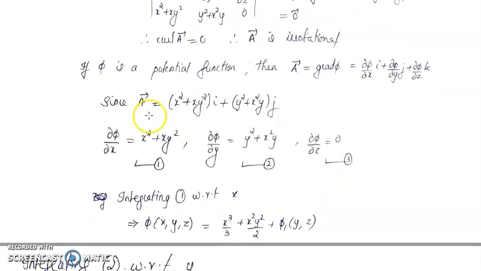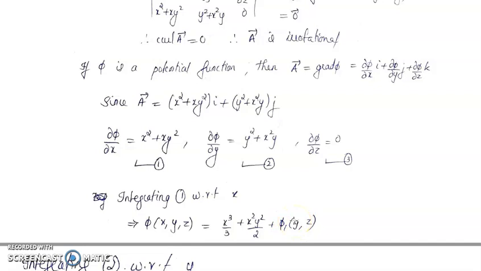So on integrating 1 with respect to x, you will get the integral of x square, which is x cube by 3, plus the second term, x square by 2 into y square. You are integrating partially with respect to x, so I am considering y and z to be constant. Since I am integrating with respect to x, I have treated y and z as constant. Usually when integrating, we give the arbitrary constant as C.